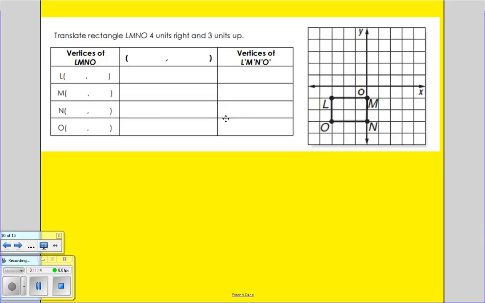Okay, I'm going to let you translate rectangle LMNO 4 units right and 3 units up. So remember that x comes first, and we're going to go 4 units right, and going right on the number line is positive, so we're going to add 4 to every x-coordinate. And then up on the y-coordinate is also positive, so we're going to add 3 to every y-coordinate. I'm going to let you go ahead and translate that on your own.